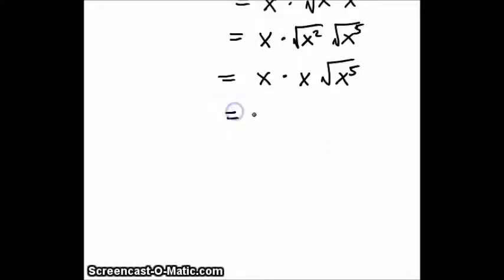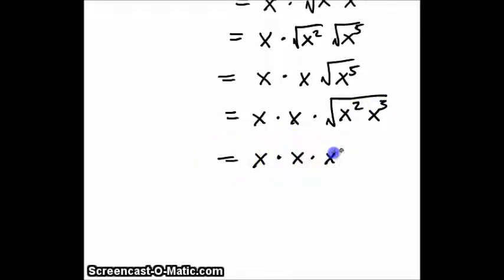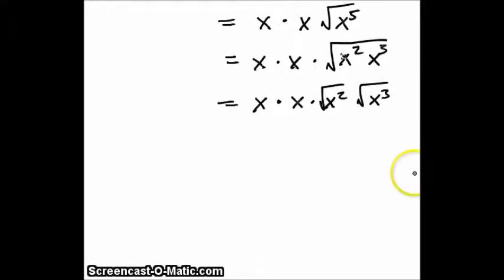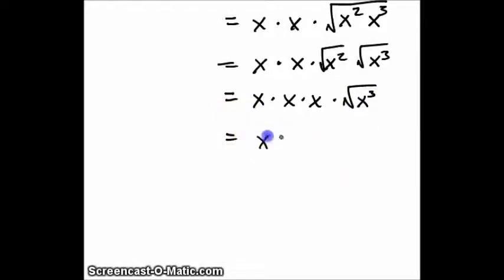I'm going to do that again. And if you know what I'm doing, and if you know where I'm going with this, then you can just skip ahead a little bit. x times the square root of x squared times the square root of x to the 3rd power. x times x times the square root of x to the 3rd power. And then this will be x times the square root of x squared times x to the 1st power, or just x.